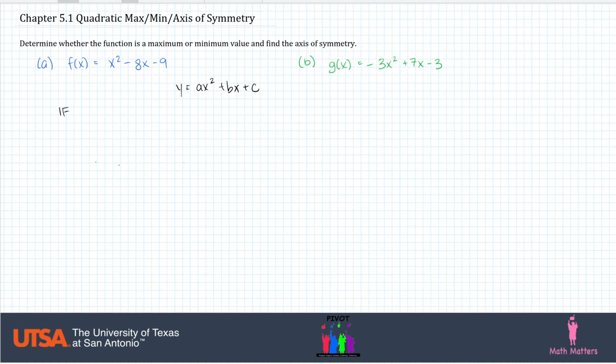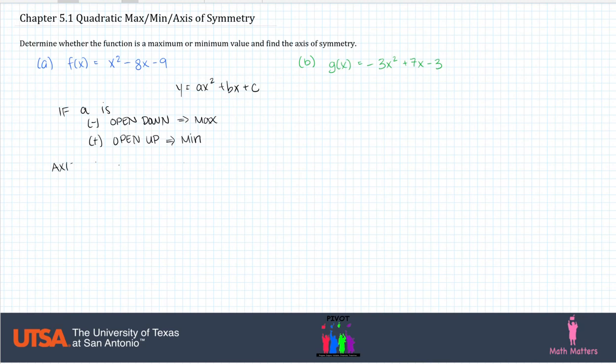So we know that if a is negative, then the function is going to open downwards. So the vertex is going to be the highest point, in other words, our maximum value. And if a is positive, then the whole function is going to open up, which means that the vertex is going to be the lowest point, which is our minimum value.